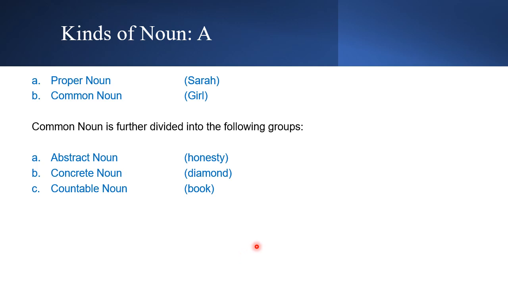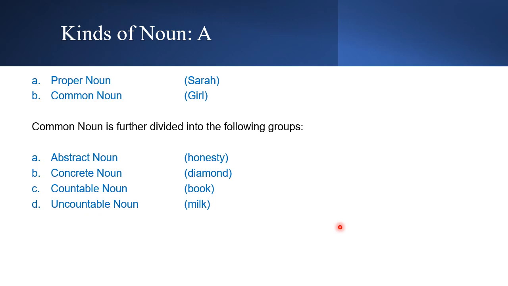Okay, so hope you understand. So book is a concrete noun, and at the same time a countable noun, and a common noun. So we are basically looking at common nouns and their different divisions, you could say, further subdivisions. The next thing is uncountable nouns.